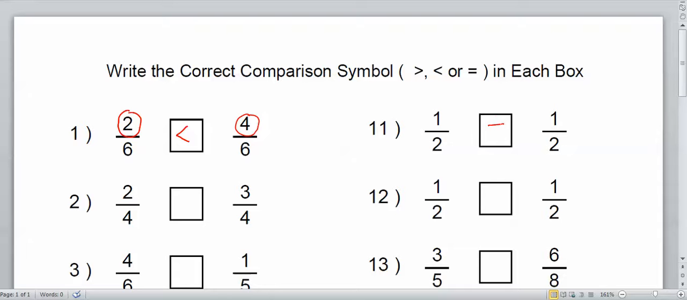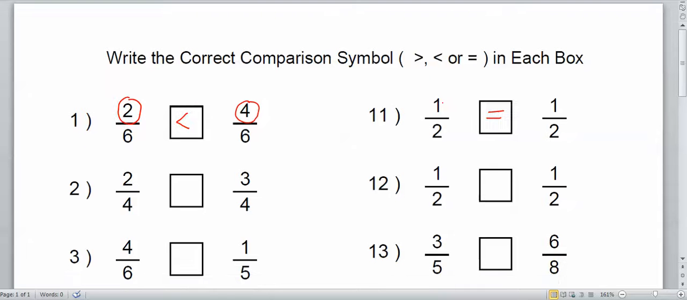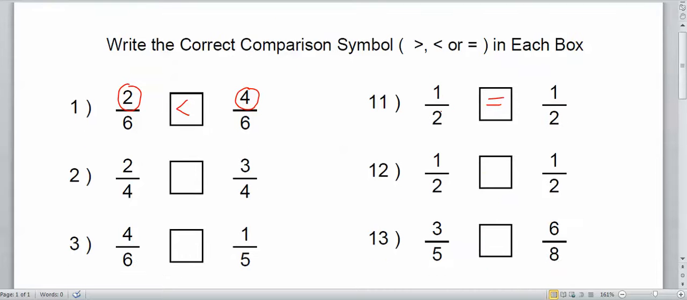1/2, well, obviously equal to a half. It's not really going to get us too far. 2 quarters is less than 3 quarters.